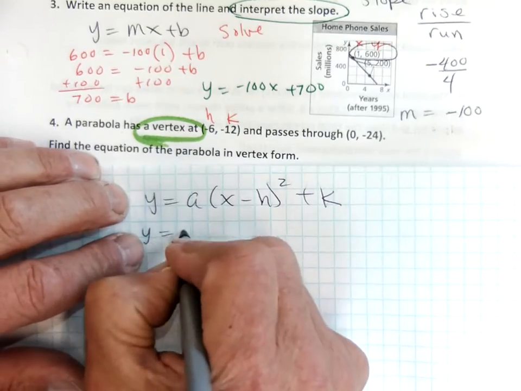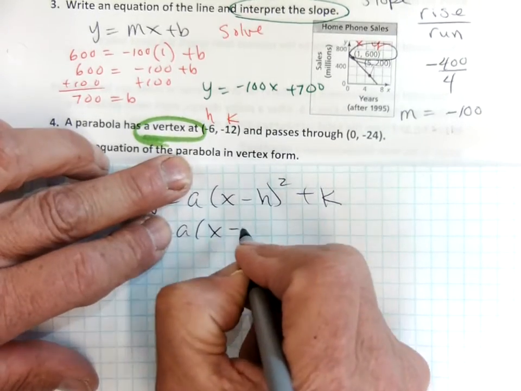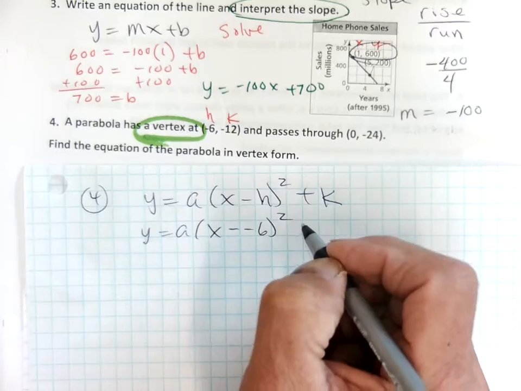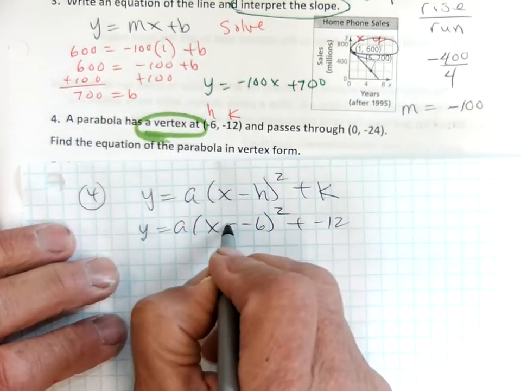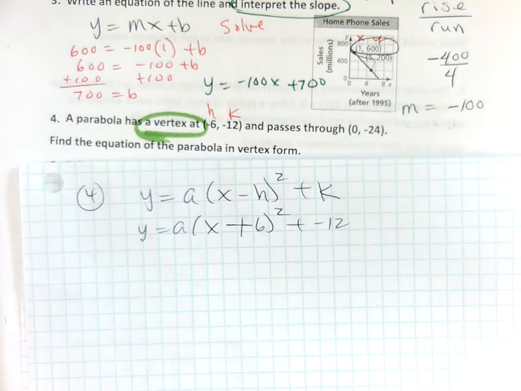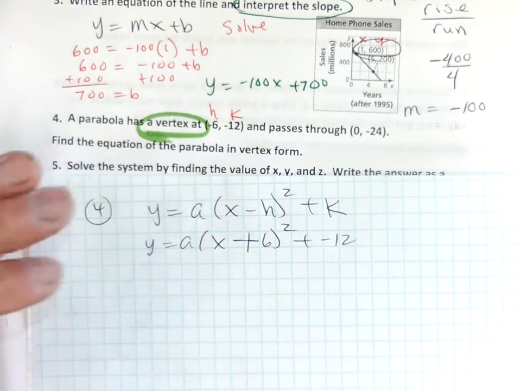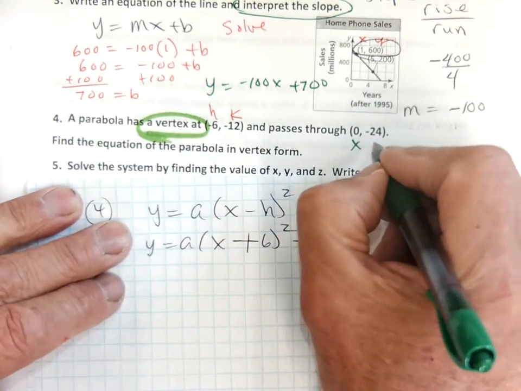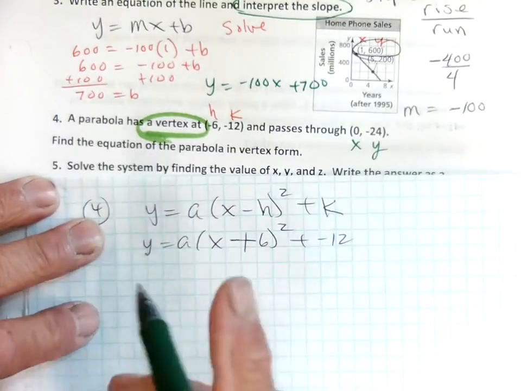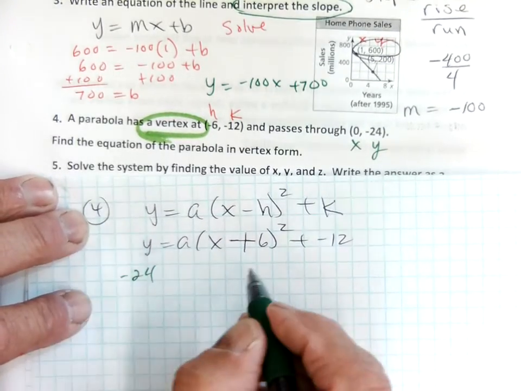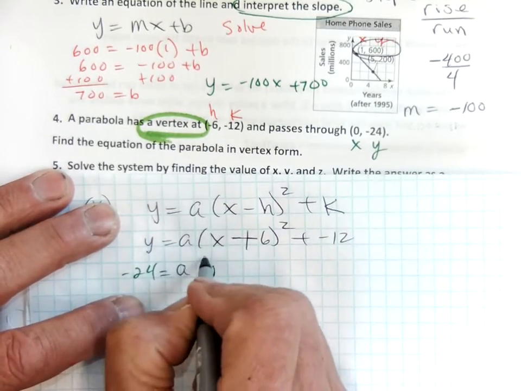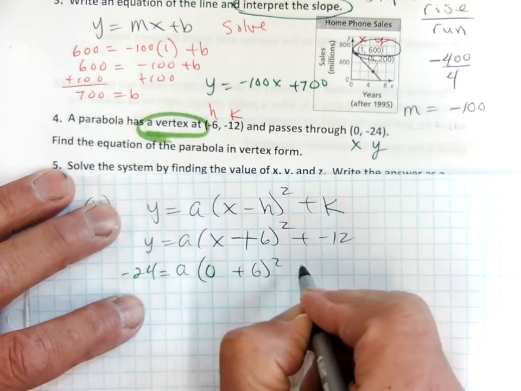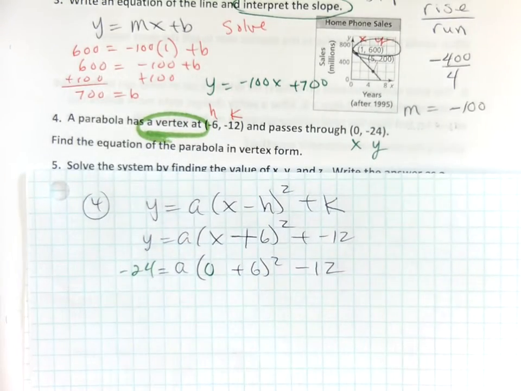And I'll go y equals a times x minus a minus 6. And Alonzo, I agree. I'm going to make that a plus 6, right? And then plus a negative 12, which I'll just make that a minus 12. So let's make that plus plus right off the bat. I agree. Now I need more information. If I'm going to find the value of a, I need more information, which I do. I've got a point, x, y. So I'll put my negative 24 here for y. I'll put my 0 in here for x. And we can solve for a.